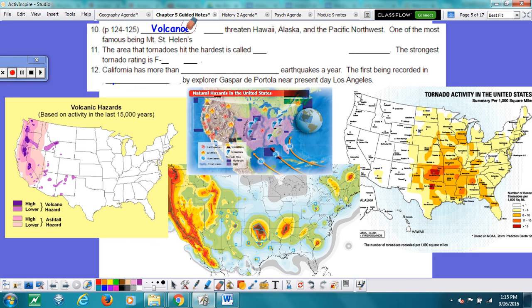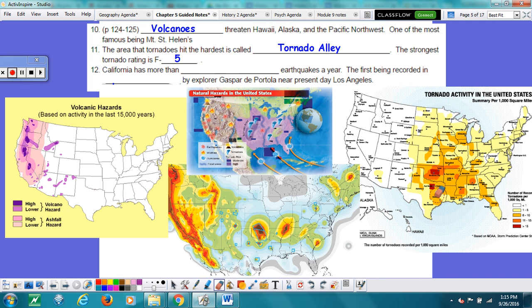All right. Volcanoes threaten places like Hawaii, Alaska, and the Pacific Northwest. One of the most famous being Mount St. Helens, which is located in the state of Washington. Aside from volcanoes, if you live in the interior plains, in the Great Plains, we have an area of tornadoes where they hit the hardest called Tornado Alley. And the strongest tornado rating is what we call F5.